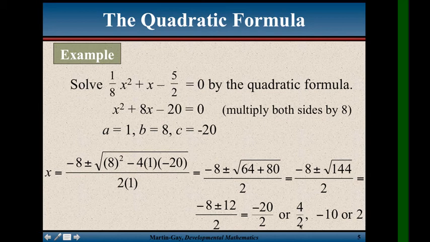So our final answers for the solution set for this particular quadratic equation is negative 10, because negative 20 divided by 2 is negative 10, and 4 divided by 2 is 2. So these are the values of x, negative 10 and positive 2. Okay?